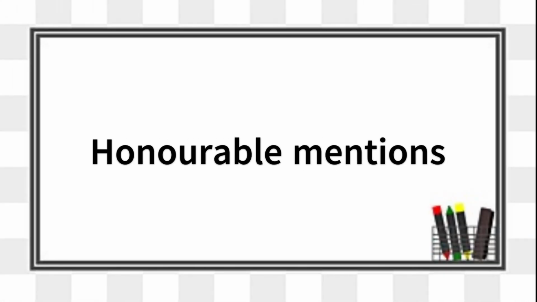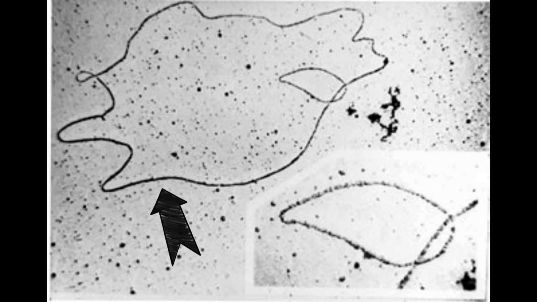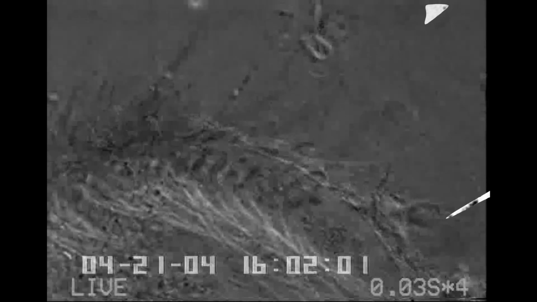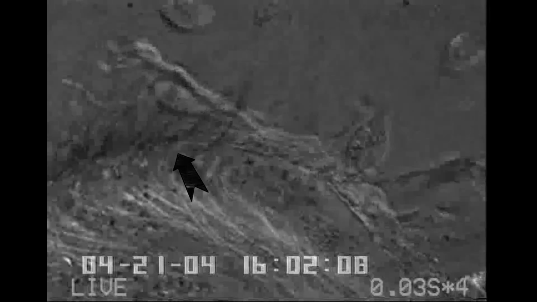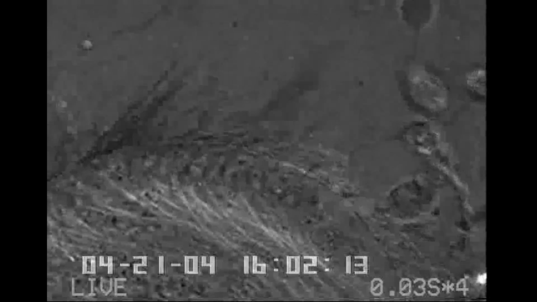Then some honorable mentions. First, we have a circular piece of DNA, which usually can be observed in bacterial cells. The smaller piece of DNA is known as a plasmid, and this is the structure that's usually used in genetic modification in biotechnology. Then we have an image of cilia on the outside of a cell. You can see the cilia moving really quickly, helping with movement. It's kind of hair-like structures.